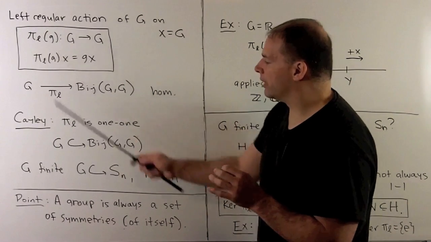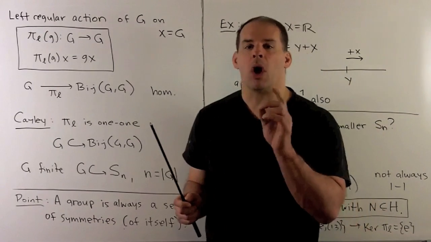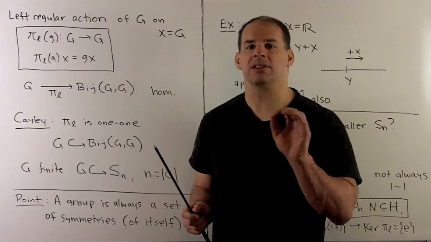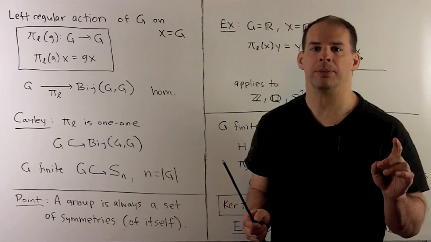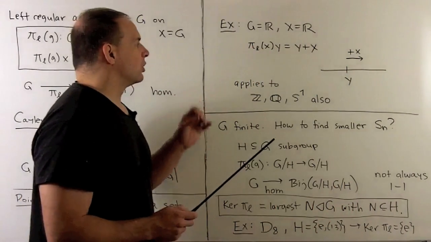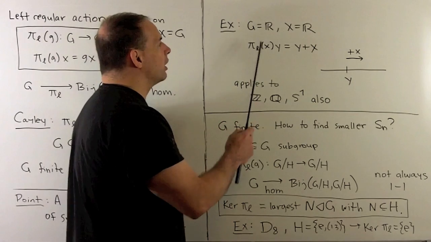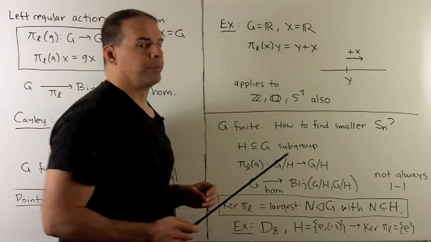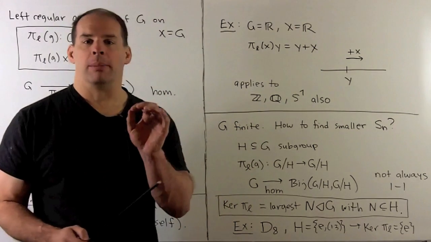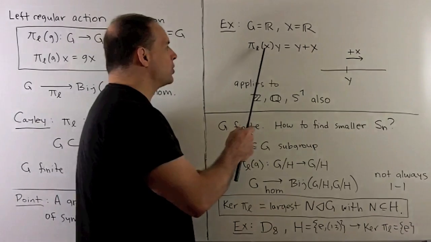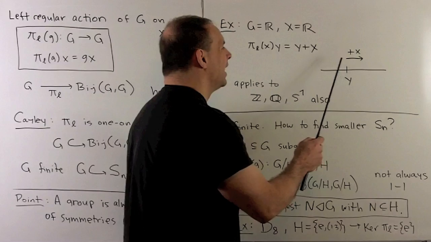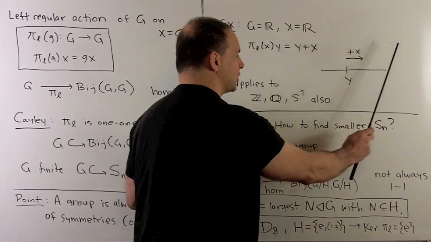Now, the point of this is that we can always think of a group as a set of symmetries. Okay? It's always at least a set of symmetries of itself. Now, for a few more examples, let's consider the real line. So our group is the real numbers, our set is the real numbers. Here, Y represents real numbers as a set, X represents real numbers as a group. So Y is a point on the real line, X is just going to be how we translate.